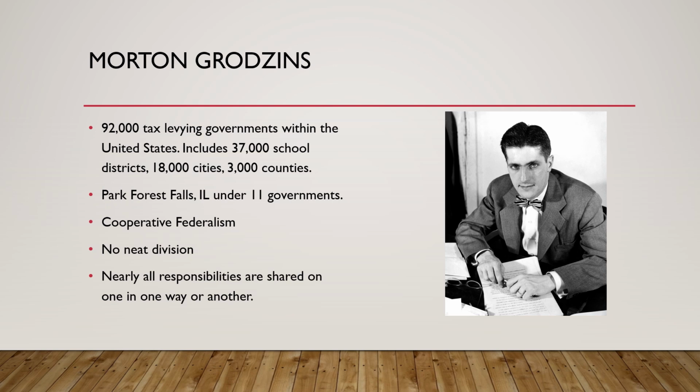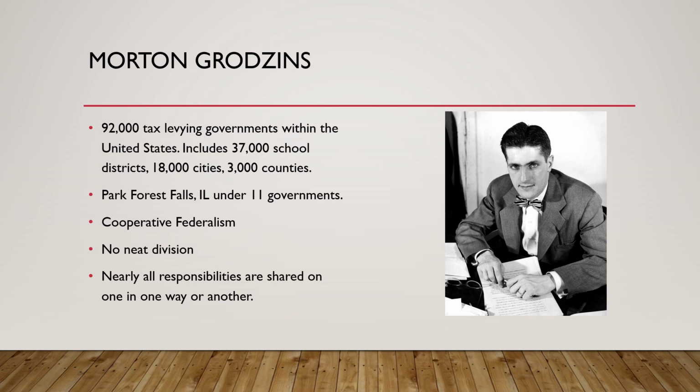An article that I found truly interesting, and I felt did a good job of showcasing federalism, was an article by Morton Grodzins, where he speaks about how there are 92,000 tax levying governments within the United States, including 37,000 school districts, 18,000 cities, and 3,000 counties. An example he gave was Park Forest Falls in the state of Illinois, which was under the jurisdiction of 11 governments.